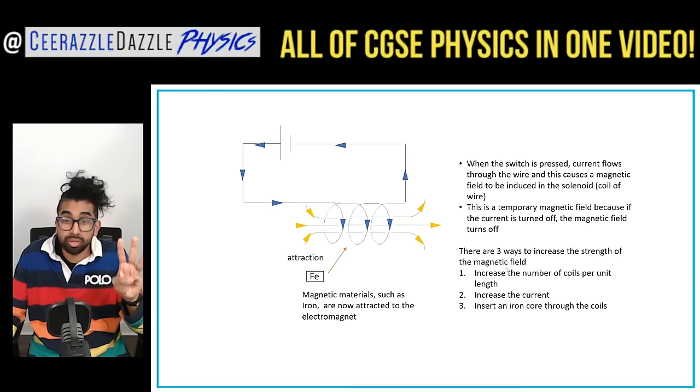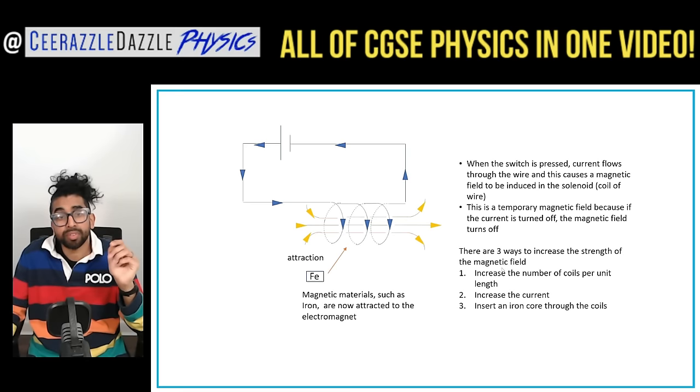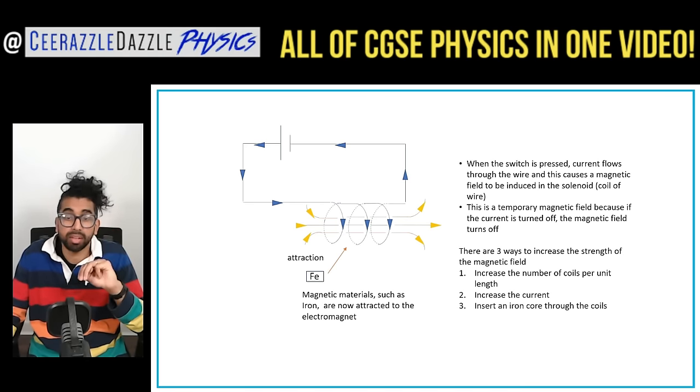There are three ways to increase the strength of the magnetic field. Number one, by increasing the number of coils per unit length, so if I wrap them closer together. Number two, by increasing the current. And number three, by inserting an iron core through the coils, is the third way to increase the strength of the magnetic field.